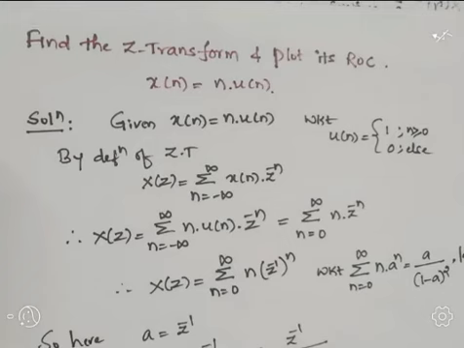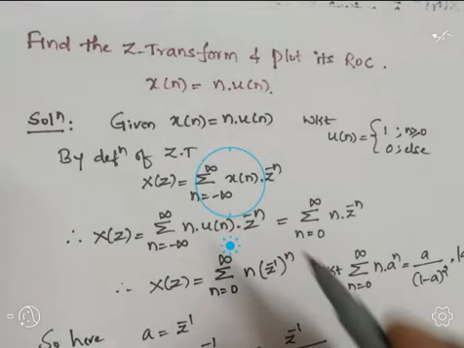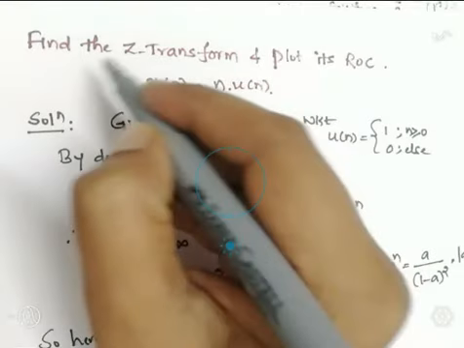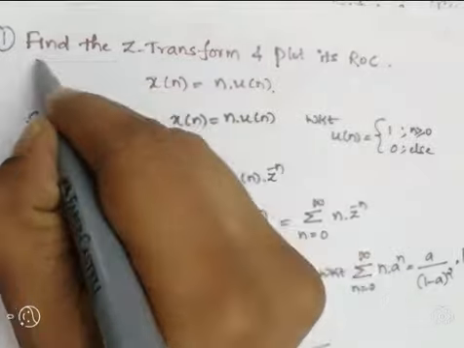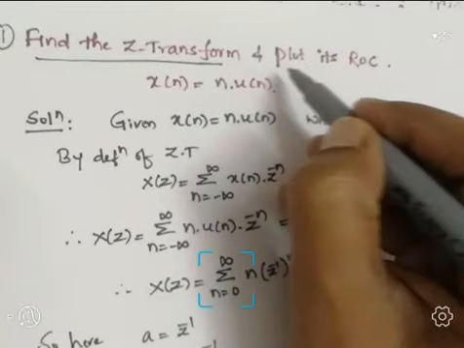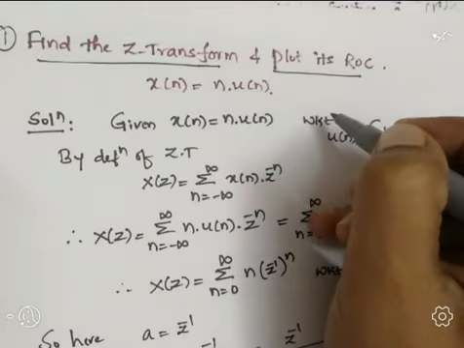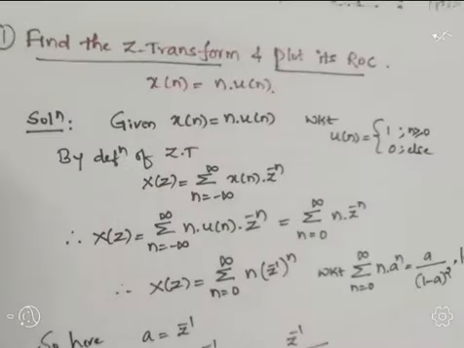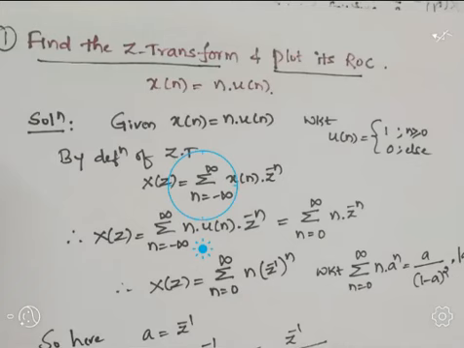In this session, we will discuss some examples on Z transform and plotting the ROC in the Z plane. First one, find the Z transform of the sequence. Also plot its ROC on the Z plane. Given sequence is x of n equal to n into u of n. Yes, let us solve this example.